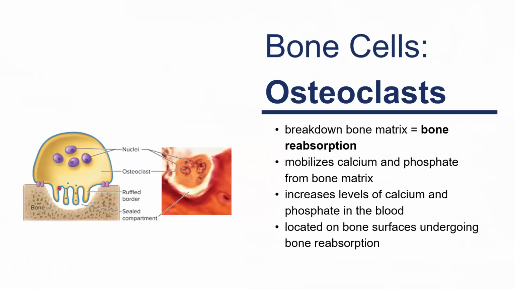And so if blood levels of calcium or phosphate are getting lower, it's going to stimulate our osteoclasts to break down some bone so we can raise those levels and have more calcium and phosphate available. And so again, this is going to be on bone surfaces. And these are going to be those that are undergoing bone reabsorption.